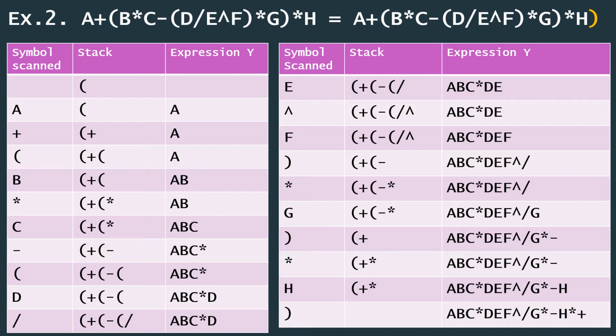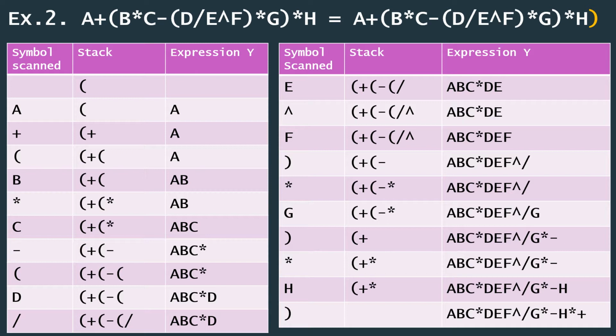And next symbol to be scanned is F. F is one operand, so it will go to the expression part. Now right parenthesis. When right parenthesis will come, then the operators will be popped from the stack and it will go to the expression part. The first operator to be popped is the exponentiation, that will go and be added to the expression part. And the next operator to be popped is the division, that will go and be placed in the expression part. Now the left parenthesis will be removed.